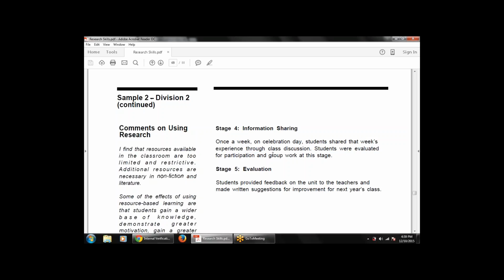Then stage number 5, that is the evaluation. Students provided feedback on the unit for the teachers. This is one of the important parts. Students provide feedback for the teachers, so that if there is any error on the part of the teacher, it will be rectified by the teacher. They provided feedback on the unit for the teachers and made written assignments for the improvement of next year's class.